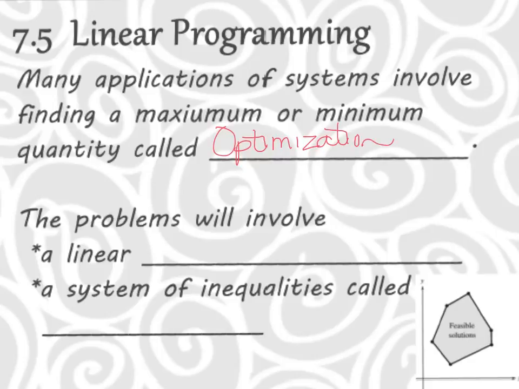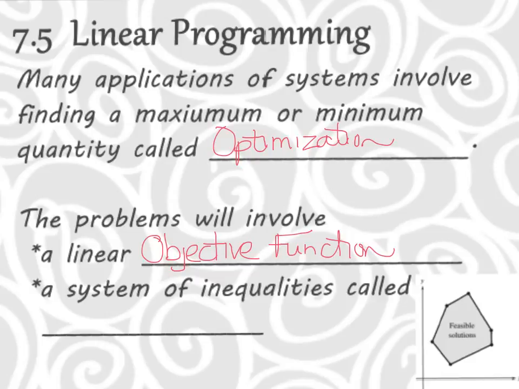Now, these problems will involve a couple things. First of all, there's going to be some sort of a linear objective function. This is what our goal is. Typically, this has to do with money. Our objective is to make the most profit, so we're looking for some sort of function that will find that for us. That's our objective function.